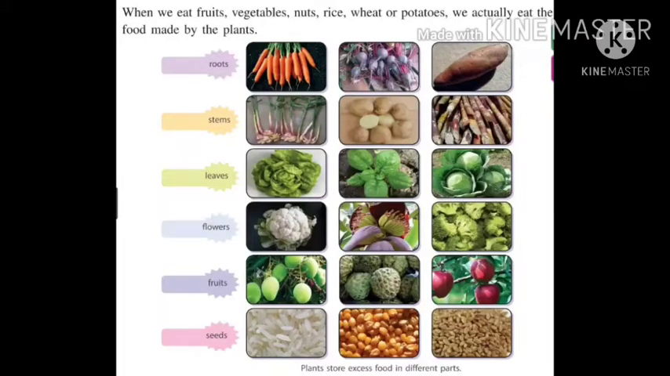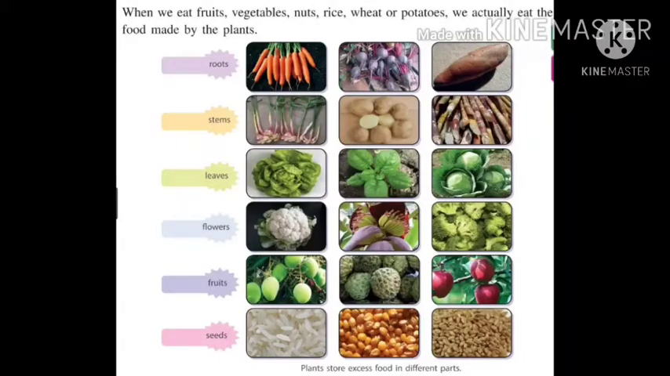When we eat fruits, vegetables, nuts, rice, wheat or potatoes, we are actually eating the food made by the plants. Roots: carrot, beetroot, sweet potato. These all are the roots of the plant. Stems: onion, potato, sugarcane. These all are the stems of the plant. Leaves: lettuce, spinach, cabbage. These are the leaves of the plants.